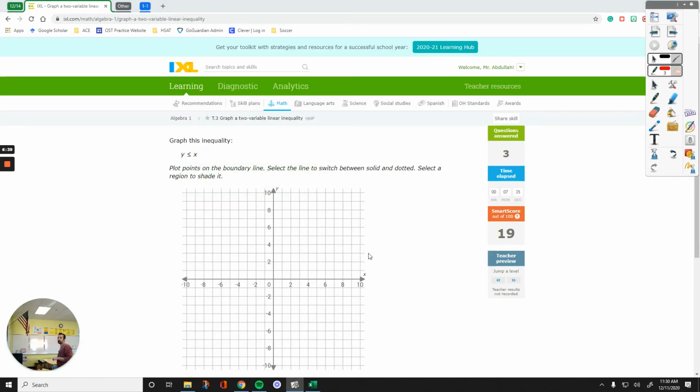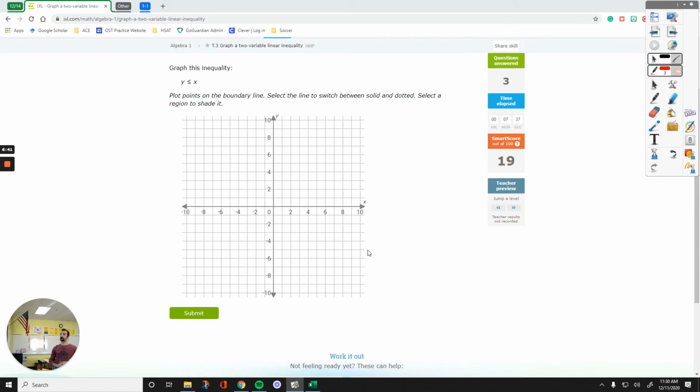Let's do one more. This is a good example. Now, y is less than or equal to x. So let's see how we can do this. Let's start with this. Y equals x. Okay, since this one is equal or less, it is a solid line. So let's start from this, y equals x, and then graph that.